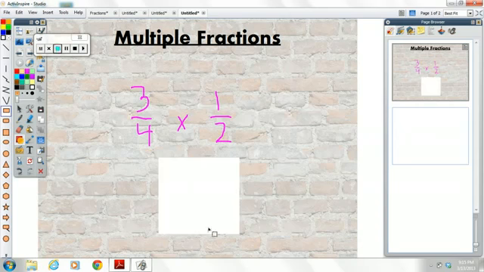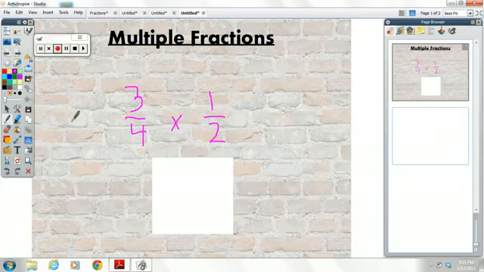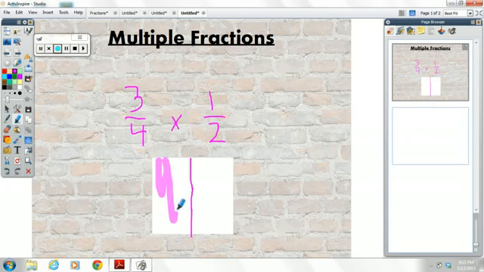So here's my rectangle. I'm first going to divide it into halves because I'm focusing first on my second number, my second factor. To break it up into halves, very simply, I put one line right down the middle, and now my rectangle is divided into halves. To represent 1/2, all I would have to do here is shade in one of the 2 parts, which would give me 1/2.